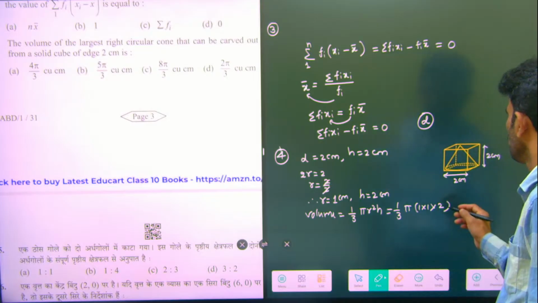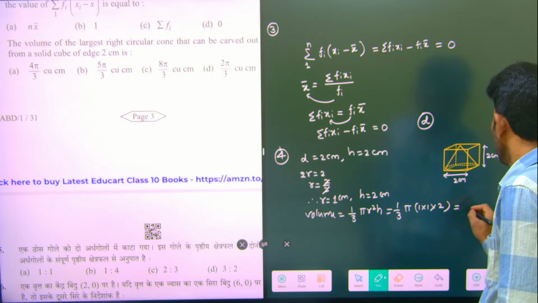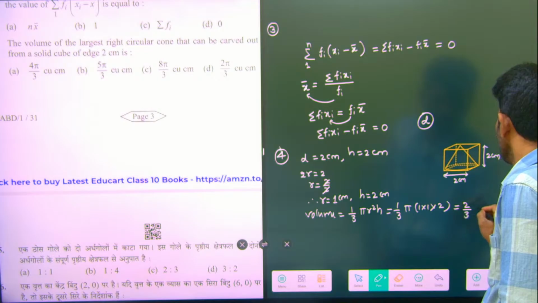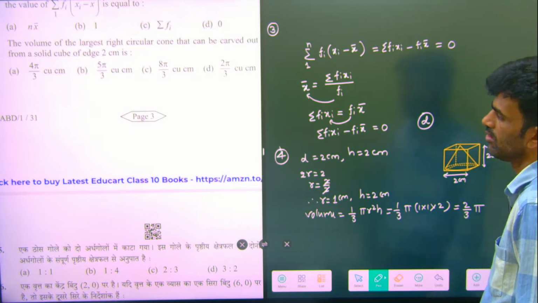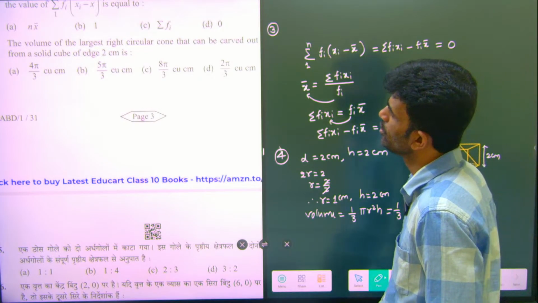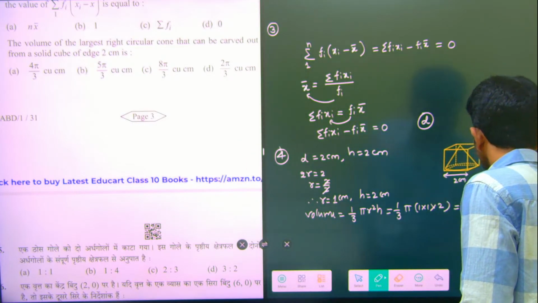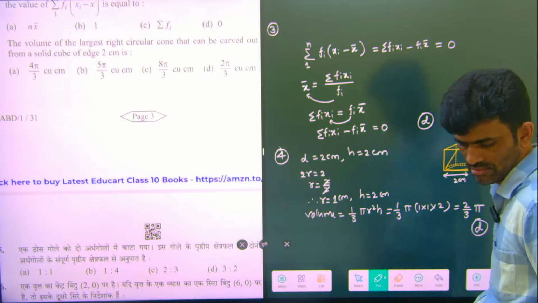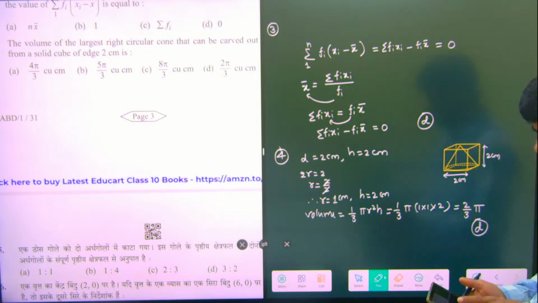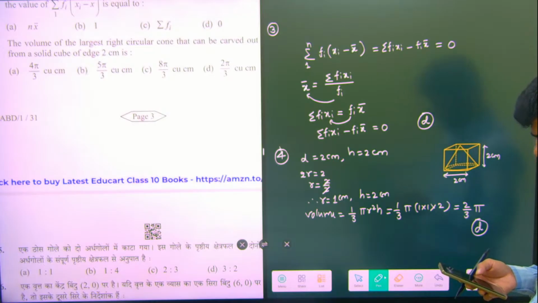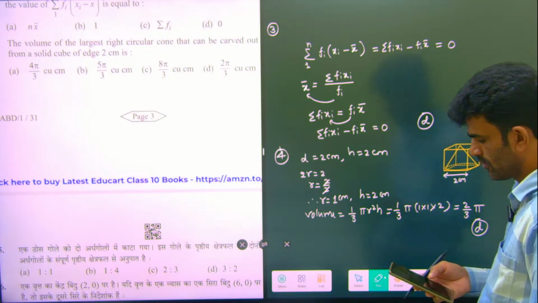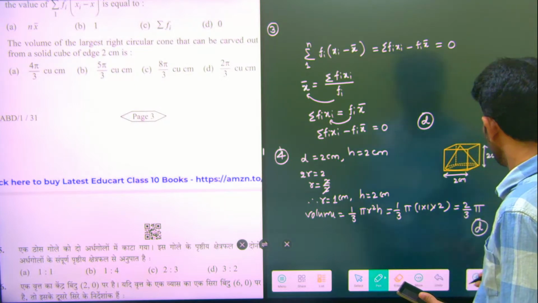So what is it going to be? 2 into 1, 2 by 3 pi. Which option? 2 by 3 pi is option D. So option D is correct. Hope you understood this. Now question number 5.